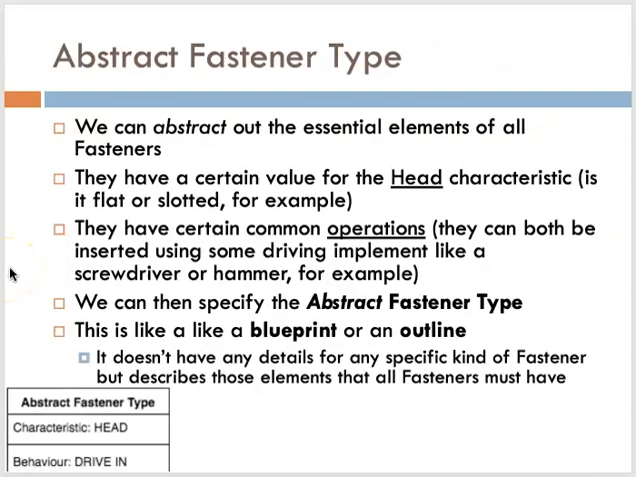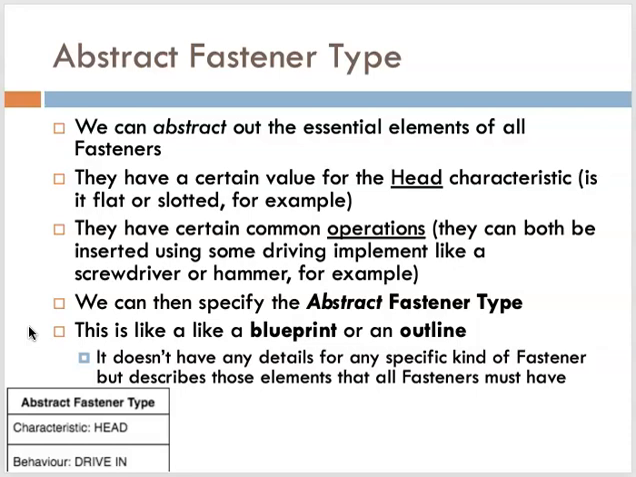So what you might do is start off by looking at these different kinds of fasteners and try to abstract out the essential elements of all fasteners that you might have. You might say, okay, they have a certain value for the head characteristic. For example, you might ask, is it flat or is it slotted? Then you might have certain common operations. They can both be inserted using some kind of driving implement. There are different driving implements. For the Phillips screw, you need a Phillips screwdriver, and for the box nail, you need a hammer. But the operation is that you're using some driving implement to insert both of them.